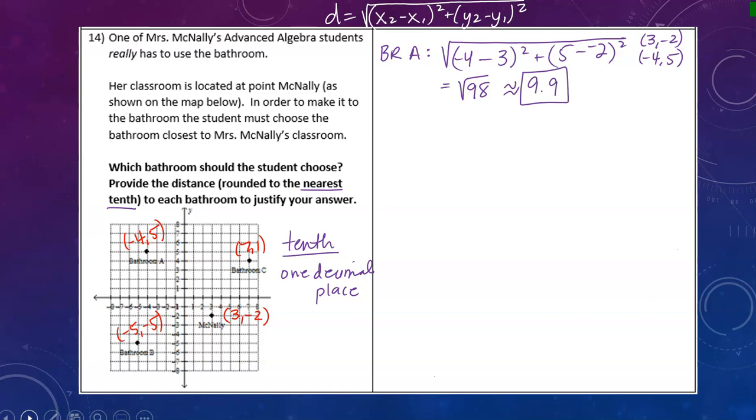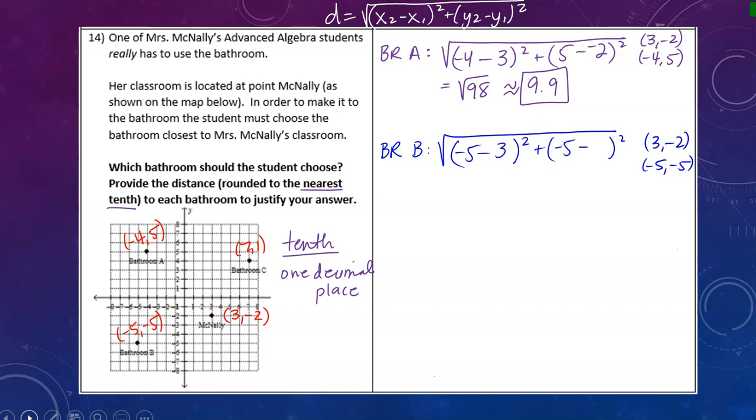Now I have to repeat this for bathroom B. So I'm going to write down my points. Again, we have to use (3, -2), and then the point from bathroom B is (-5, -5). Okay, so I would have -5 minus 3 and -5 minus -2. The number under the radical turns out to be 73. And when you put that into your calculator, you'll get that it's approximately 8.5. And again, I'm rounding to 1 decimal place.